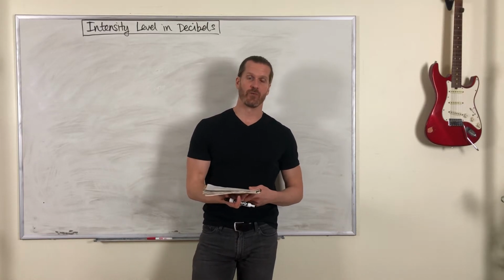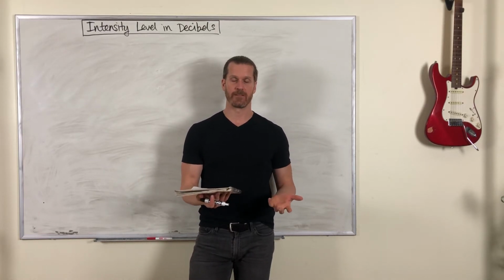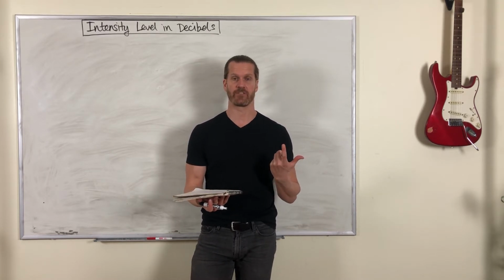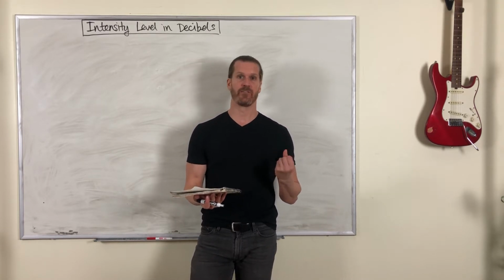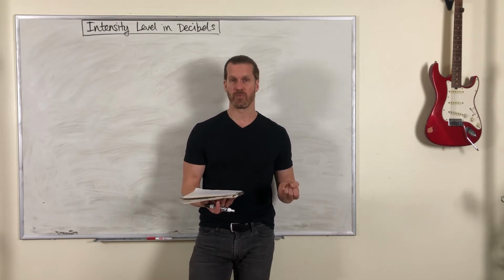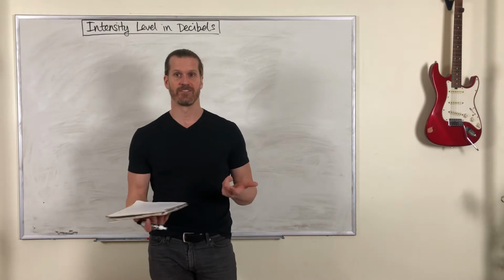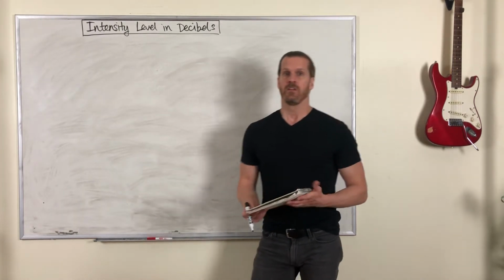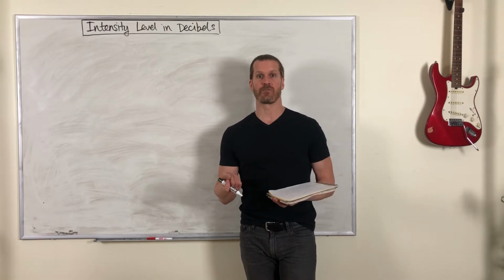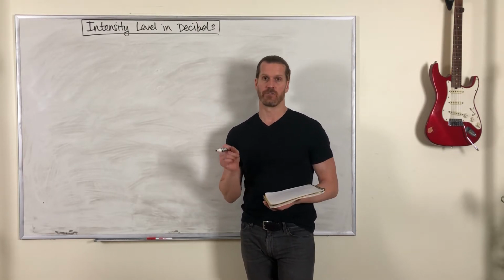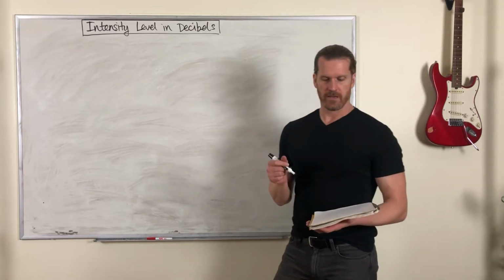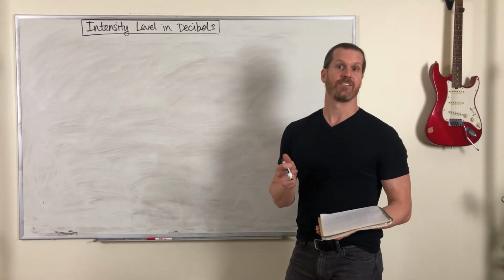In the previous video, we talked about intensity and how the intensity that your ears can detect can vary from 10 to the minus 12 watts per square meter up to 1 watt per square meter. That's a range of 10 to the 12. Now it's more convenient to define a different scale for describing the intensity level of sound. And this scale is the Decibel scale.